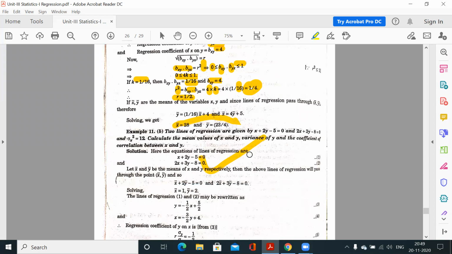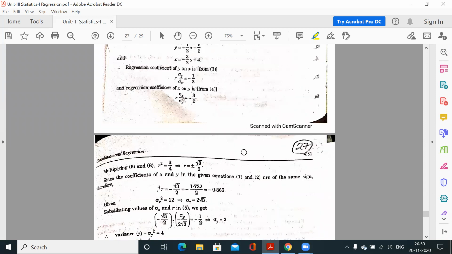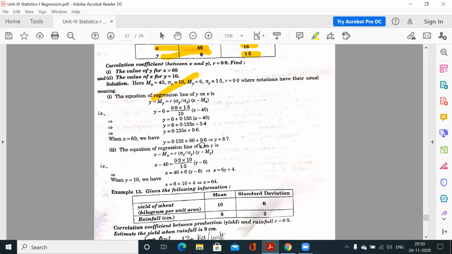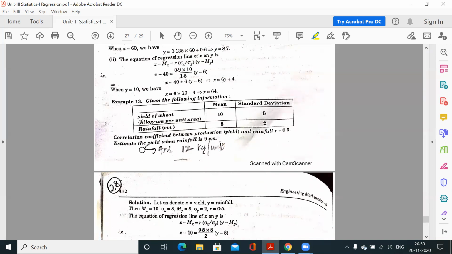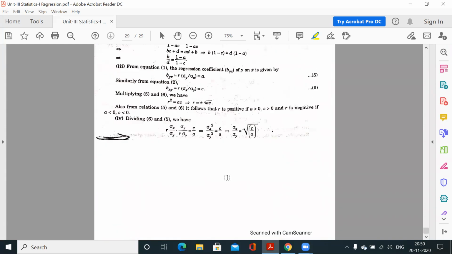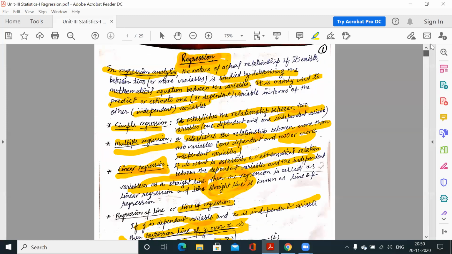Same question is here. The means are given: x bar, y bar, standard deviation of x, standard deviation of y. So the same question is there, nothing new. So you go through all the questions. If you find any difficulty, we can discuss personally or in the group also.